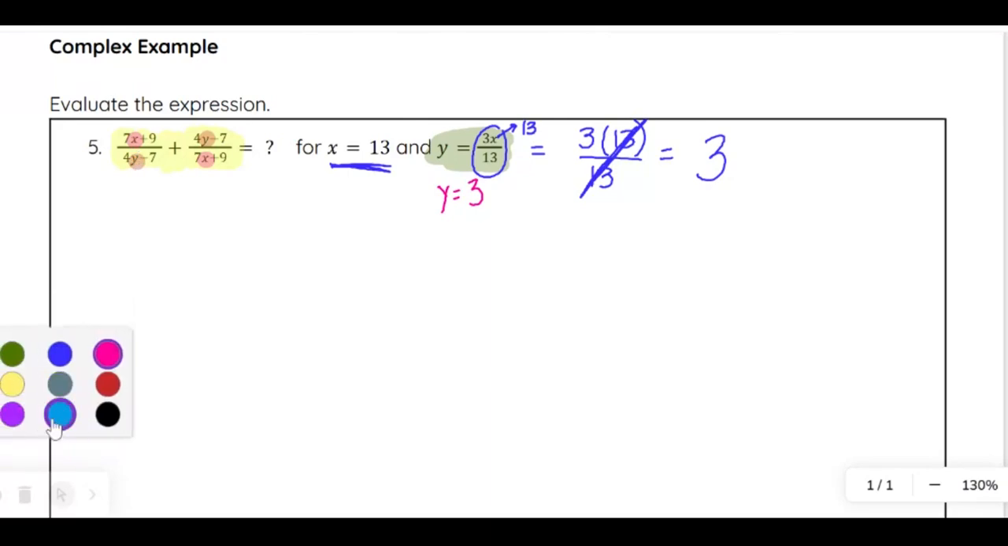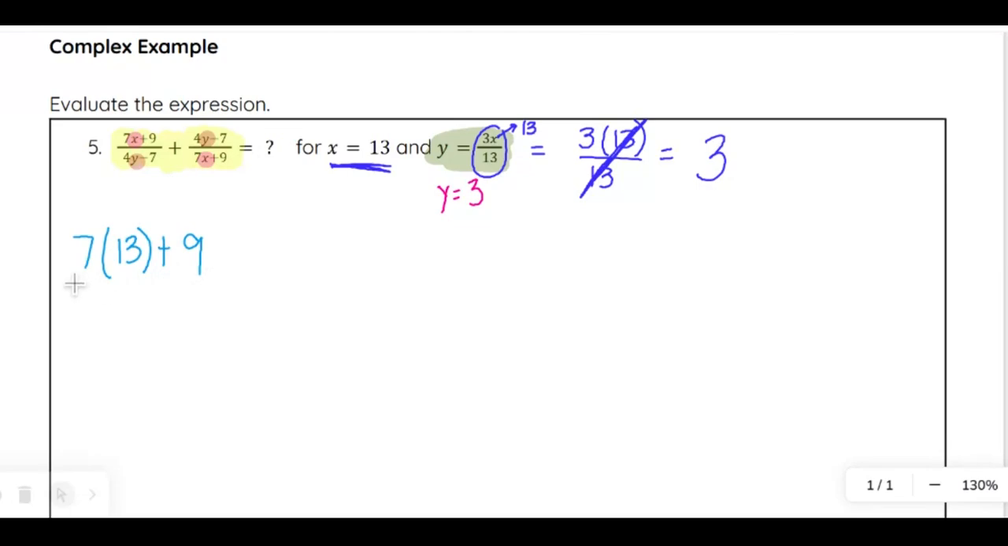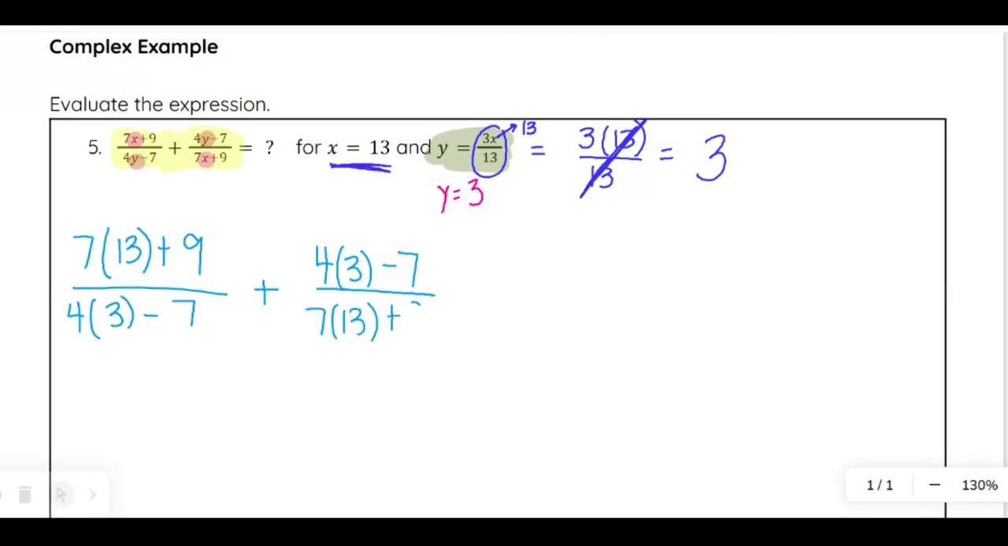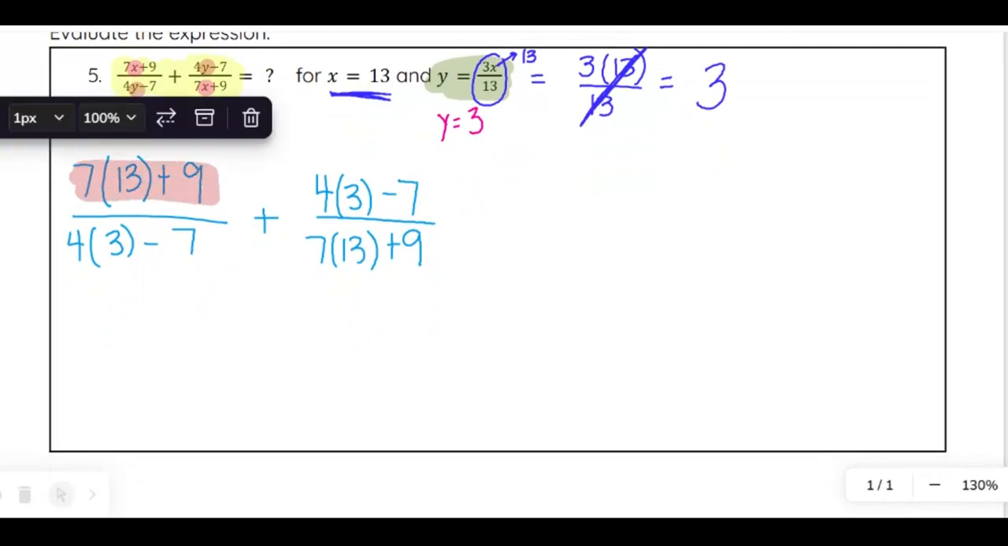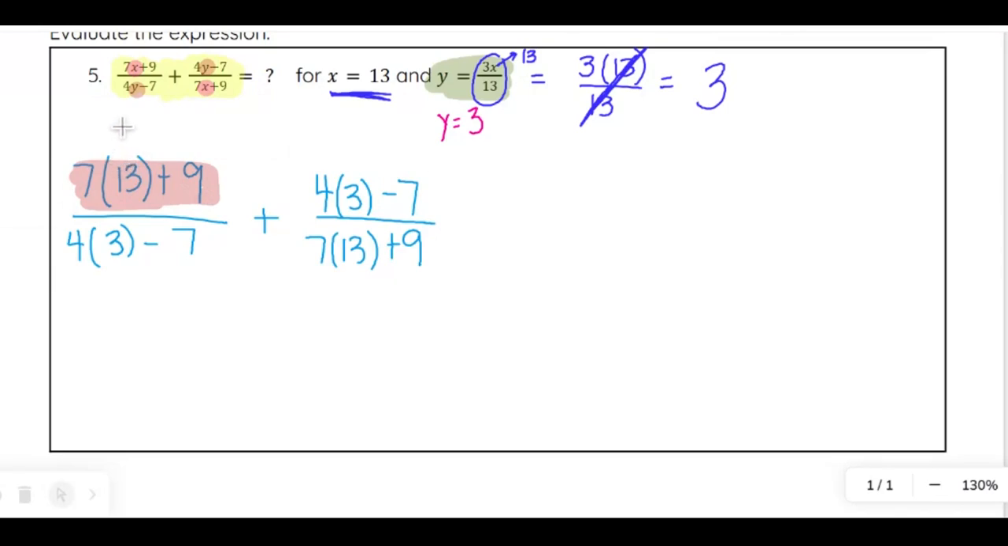So we have enough information now that we can go ahead and plug in. So 7 times x, so 7 times 13 plus 9 on top, divided by 4 times y, so 4 times 3 minus 7, plus the reverse of that fraction. So the reciprocal of that would be 4 times 3 minus 7 over 7 times 13 plus 9. I would simplify within each fraction first. So if I evaluate 7 times 13 and add 9, 7 times 13 gives us 91, plus 9 is 100. So 100 is on top of the fraction. 4 times 3 is 12, minus 7 is 5.